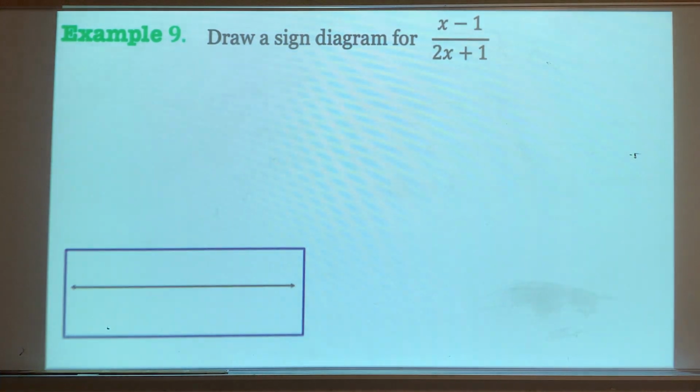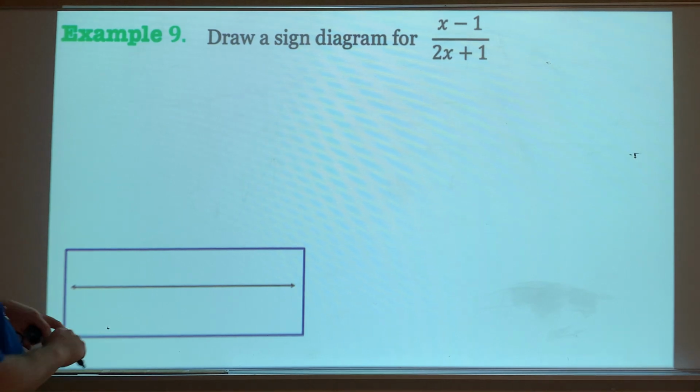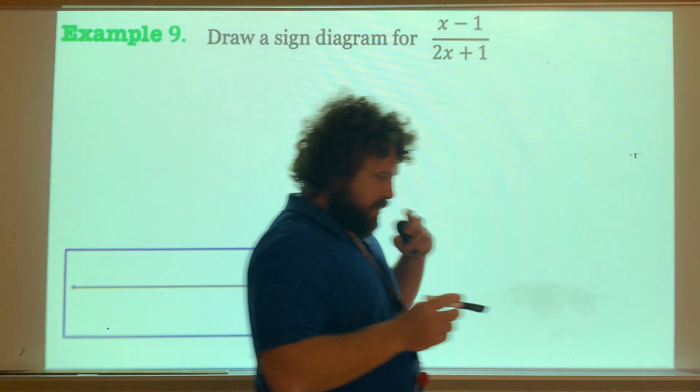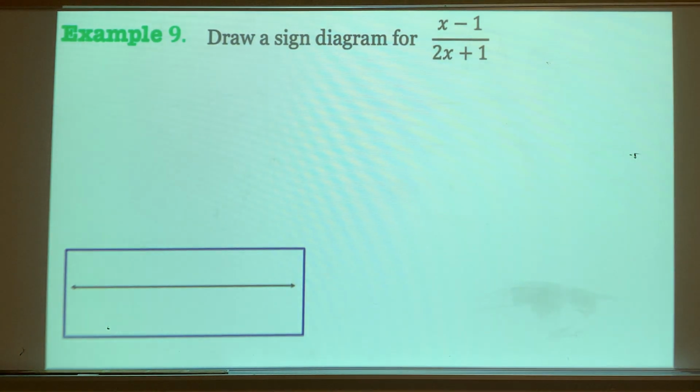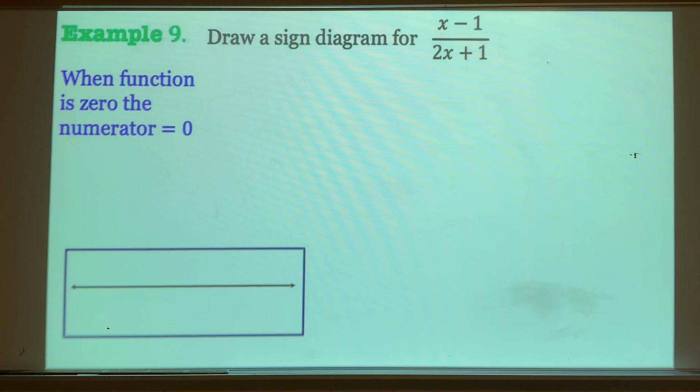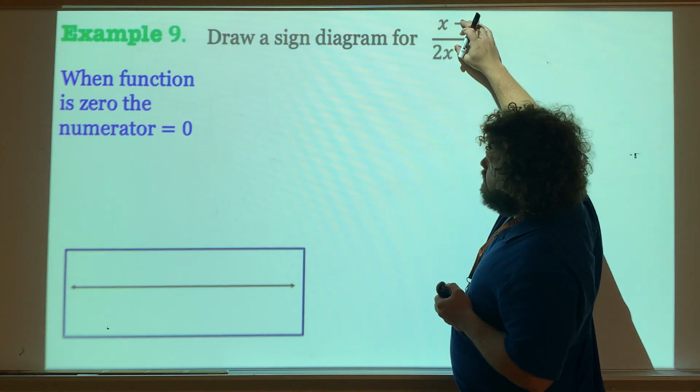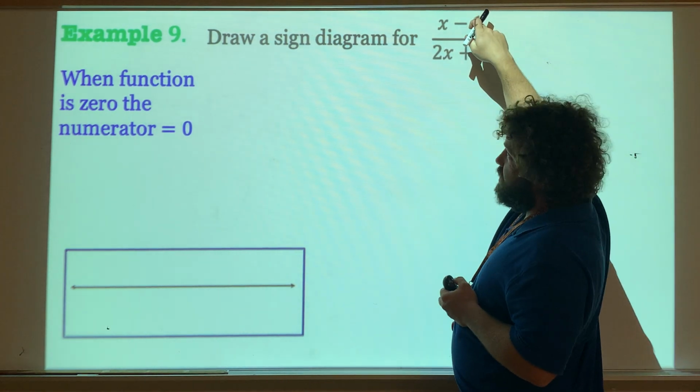All right. So this right here is the last section. We did graphs. We did functions. Now what we're going to do is a rational function. Rational is a fancy word for fraction. So draw a sign diagram for the following. So what you're going to do here is, when the function is 0, the numerator also happens to be 0. Okay? What does that mean? So that means that when this whole thing is 0, the top equals 0.